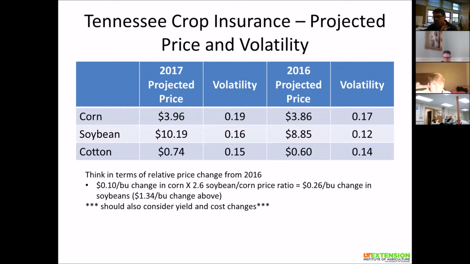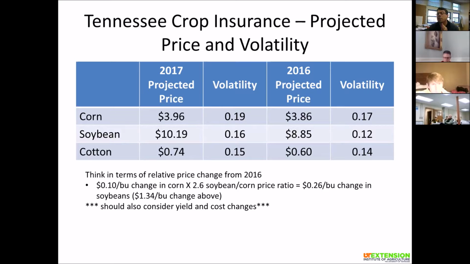Volatility factors are used in calculating how much the premium is going to be. The higher the volatility factor, the more risk there is in the price, and therefore the higher your premium will be. There's an extensive methodology to calculate the implied volatility in those, but essentially if you are having a higher volatility than last year, for example, your premiums will be a little bit higher as a result of that.